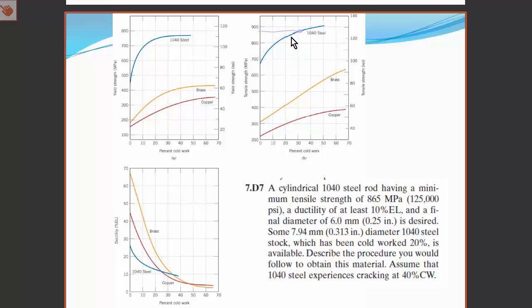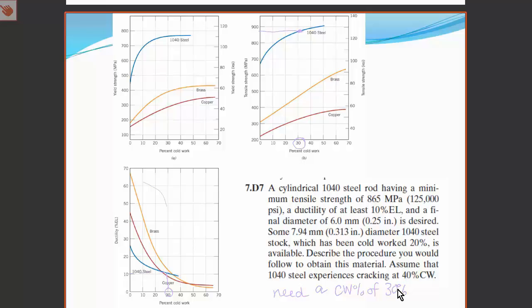So we need to be here, which corresponds to a 30% cold work. 30% cold work is required to get the strength, but we need a ductility of at least 10% elongation. So let's have a look at the ductility. 10%. Can we get 10% at a cold work of 30? Yes, we can. So what we're aiming for is a cold work percentage of 30%.